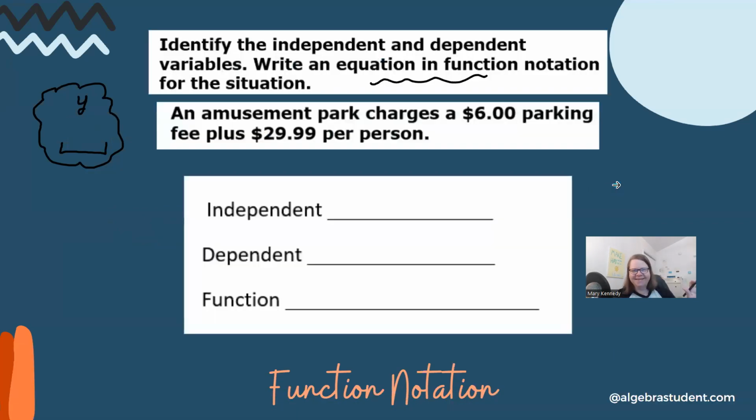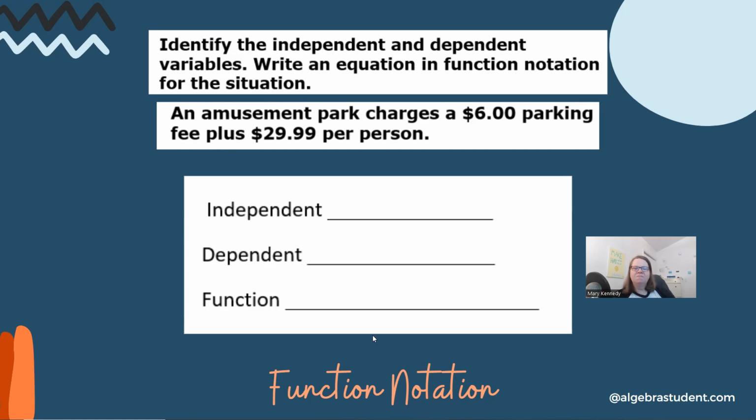Okay. Let's get into an actual situation here. I think that's usually the most helpful when we're looking at these. Okay, an amusement park charges a $6 parking fee plus $29.99 per person. All right, that's pretty standard, right? You have to pay to park and then you have to pay to get in, right? And usually your vehicle gets one fee, whether there's 2 people in there or 5 people in there or whatever. But then when you want to actually go in the gate, every person is individually going to be charged.